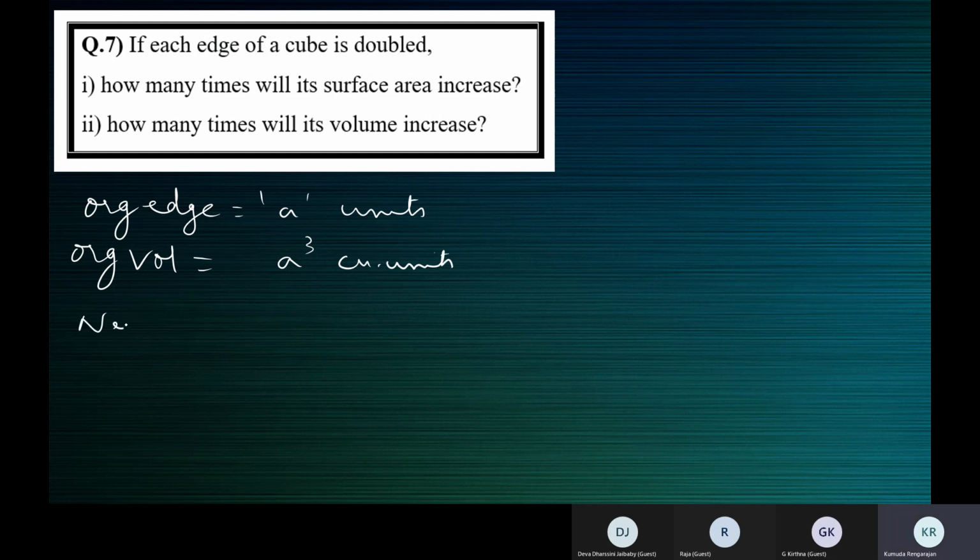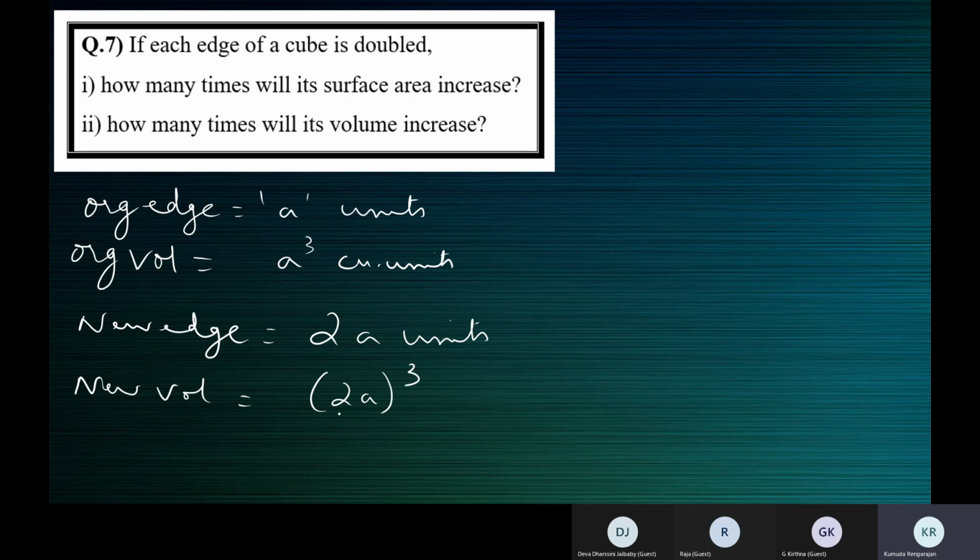What's the new edge? The edge is doubled, so 2A units. So the new volume will be, what is the new edge? 2A, right? Whatever is the edge, cubed. So the new volume is 8A cubed cubic units. Let's see it again. Original edge of the cube, A units. Original volume, A cube, cubic units. New edge, doubled, so 2A units. New volume is whatever the new edge is, cubed.